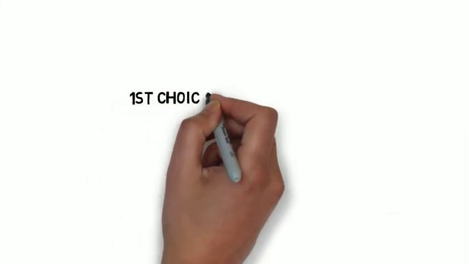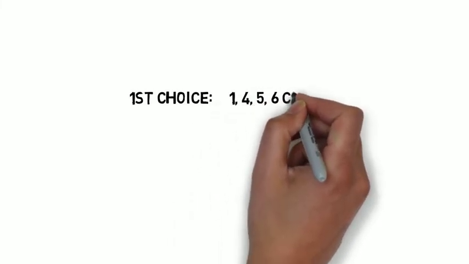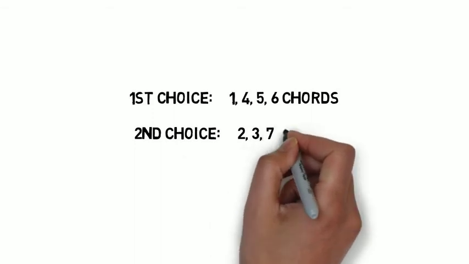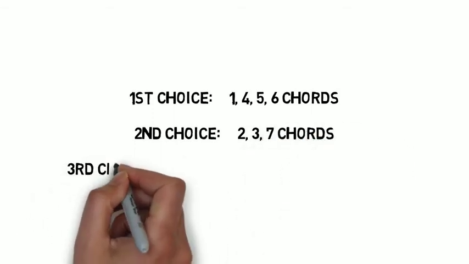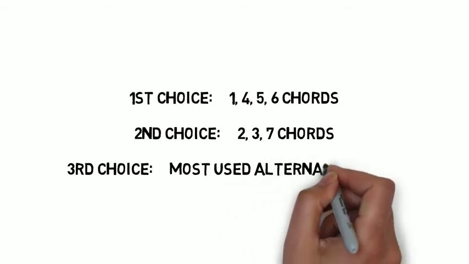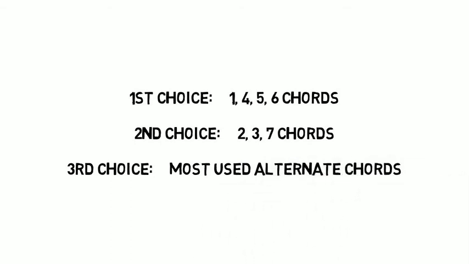So the songwriter will most likely choose the 1, 4, 5, and 6 chords to put in their song, and they might choose 1 or 2 of the other 7 chords in the key as well. And once in a while in a song, a songwriter might choose chords that are actually outside of the key, and we call these chords the most used alternate chords. We'll be an expert at all of these chords as we keep progressing in your music lessons.